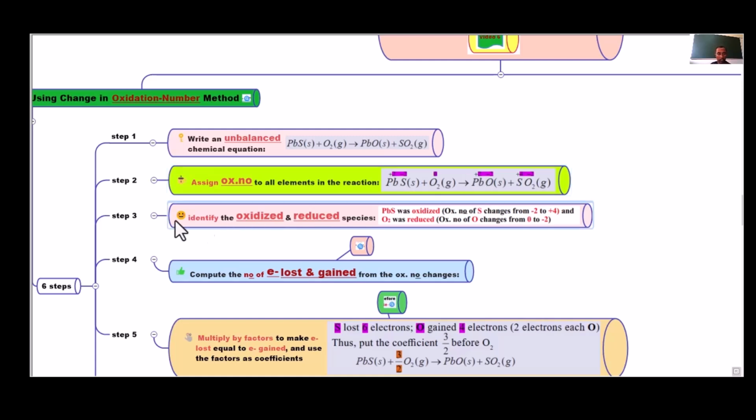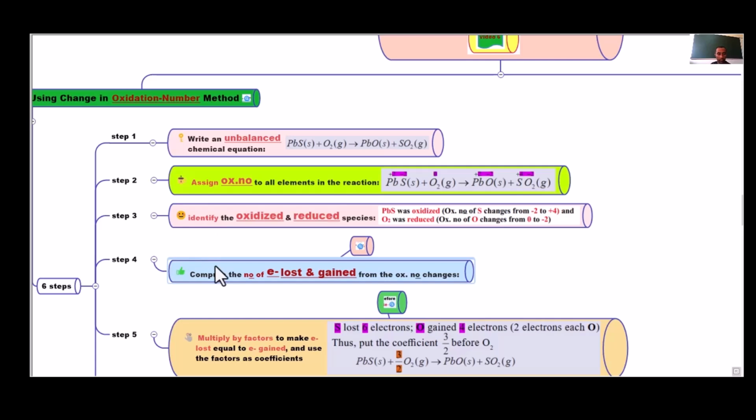Then step 3 is to identify the oxidized and reduced species. Here, from this chemical reaction, lead sulfide was oxidized because the oxidation number of sulfur changes from -2 to +4, and oxygen was reduced because its oxidation number changes from 0 to -2.